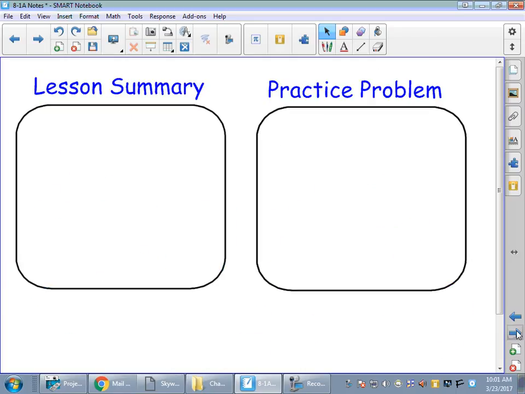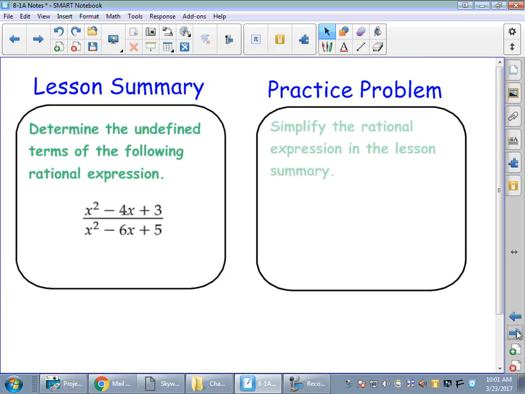All right, so your lesson summary, I want you to determine just the undefined terms of that expression, so you need to factor. And really, they only deal with the denominator, so good practice. Factor the denominator and then figure out what the undefined terms are. And then I want you to simplify that rational expression, so you will eventually have to factor the numerator as well. Good luck.